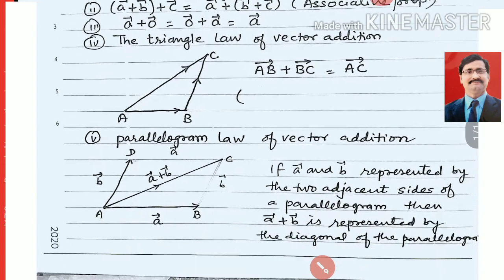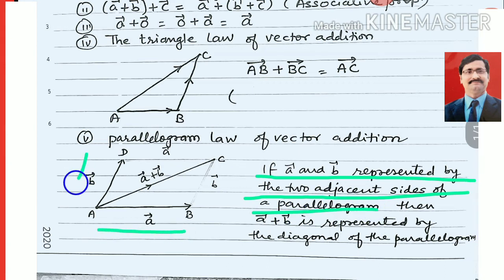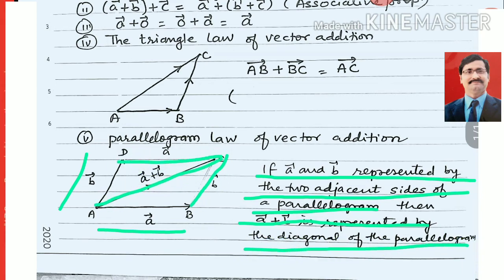In the same way, we have the parallelogram law of addition of two vectors. Look here, you can understand this. If a and b are represented by two adjacent sides of a parallelogram, the a vector and this b vector represent the adjacent sides of a parallelogram, then a plus b is represented by the diagonal of the parallelogram. Look here, this is a parallelogram, and this a plus b will be represented by the diagonal of the parallelogram. So I hope you understand this part also.